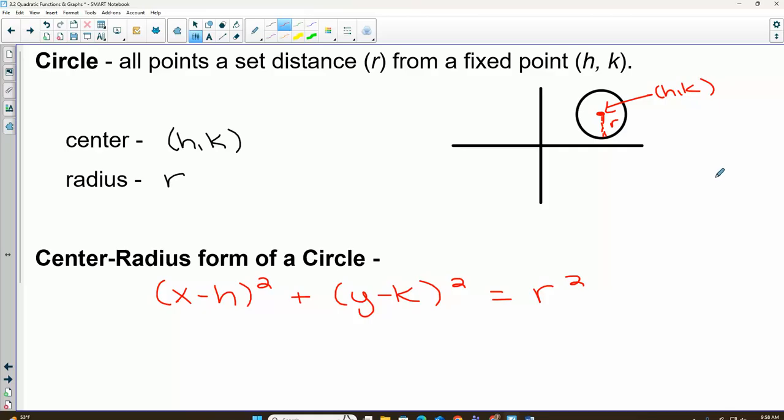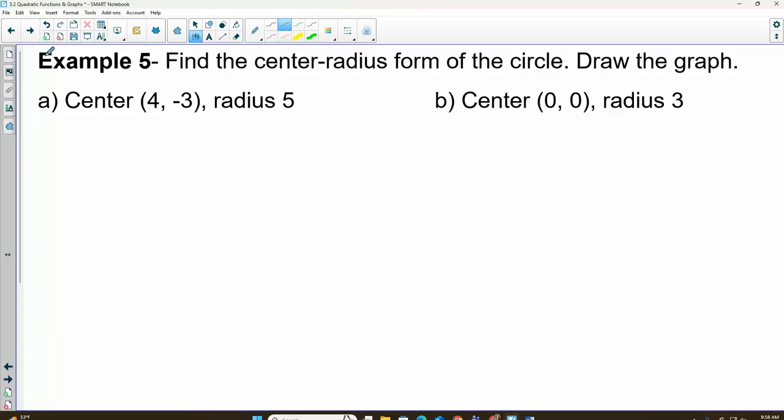So we're going to start just by writing the equation of a circle given information so we get a feel for what it looks like, as well as drawing the graphs of some circles. So we just wrote down the formula. (x minus h) squared plus (y minus k) squared equals r squared. In the center, the x value is your h, the y value is the k, radius is r.